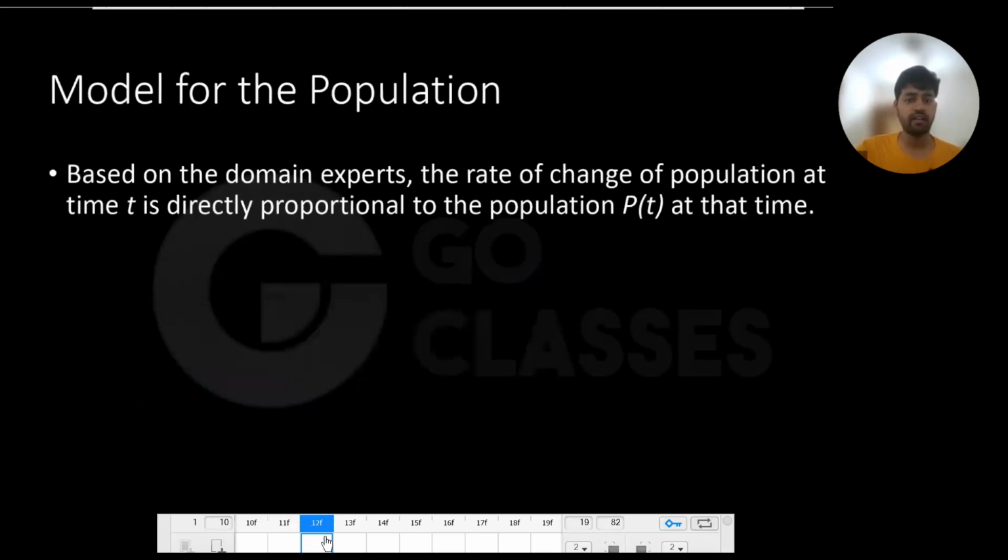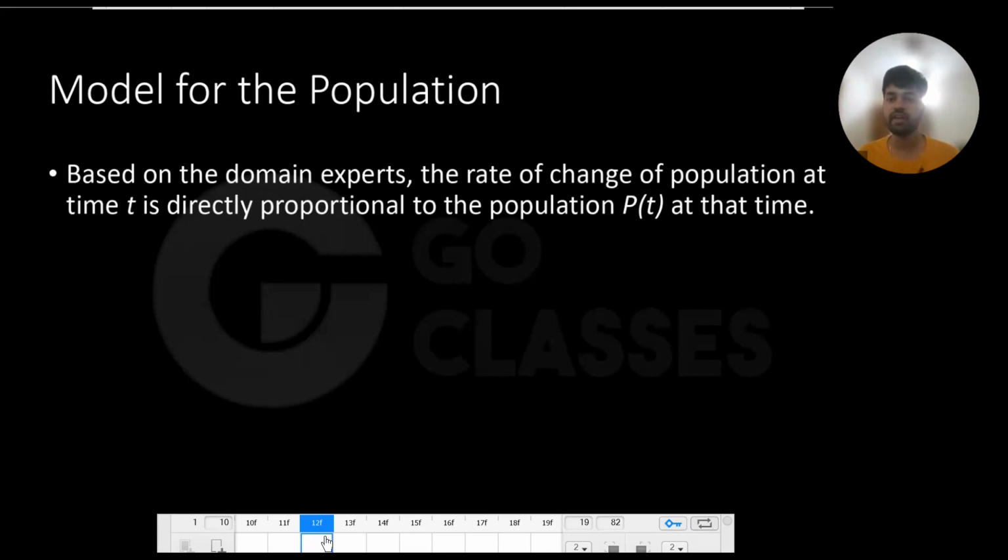So the assumption is that I don't know anything about how these bacteria grow. So I go to a domain expert who has been working on bacteria for the last 10, 20 years. I ask him, how does the population of a bacteria change over time? Again, this is just for the sake of example today. Domain experts work in a bit different manner.